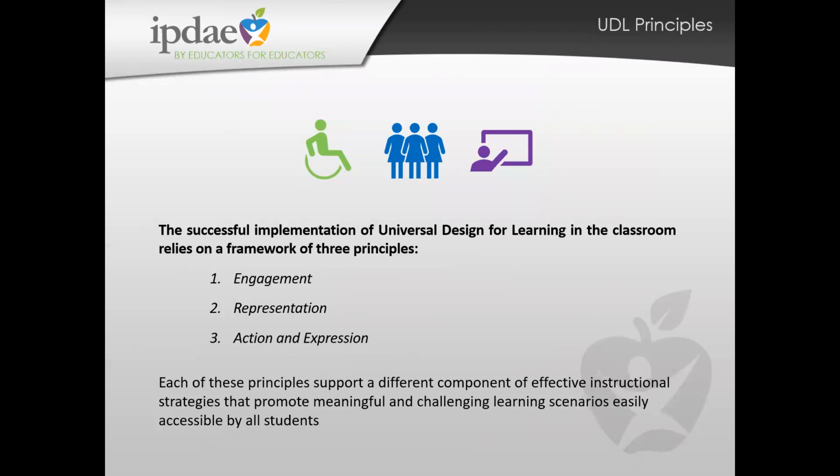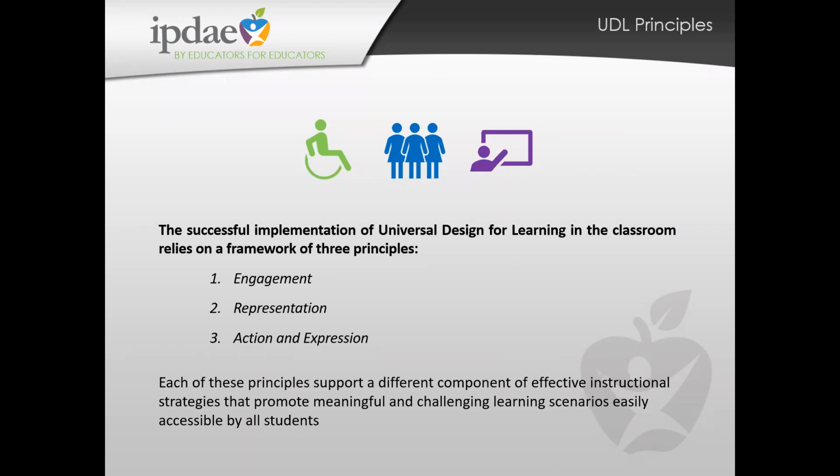The Universal Design for Learning framework values diversity through proactive design of an inclusive curriculum, thereby eliminating or reducing barriers to academic success. Initially proposed as a means for including students with disabilities in the general classroom, it is now better understood as a general education initiative that improves outcomes for all learners. The successful implementation of UDL in the classroom relies on a framework of 3 principles: engagement, representation, and action and expression.